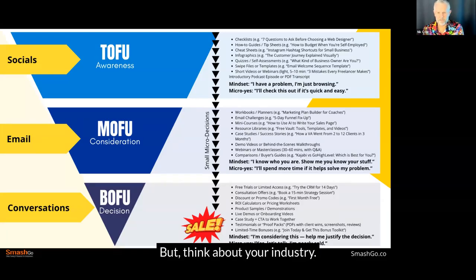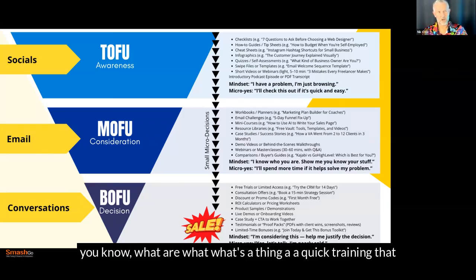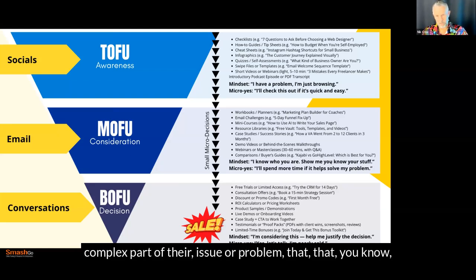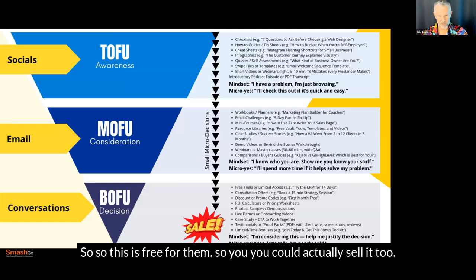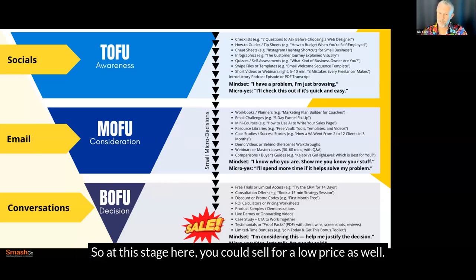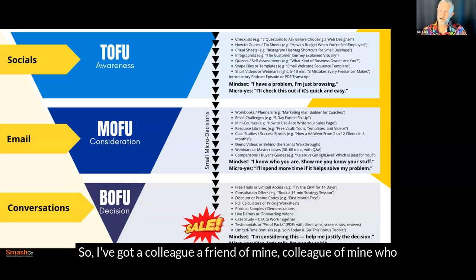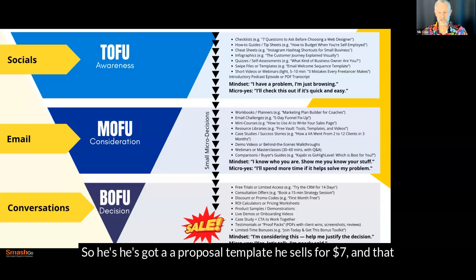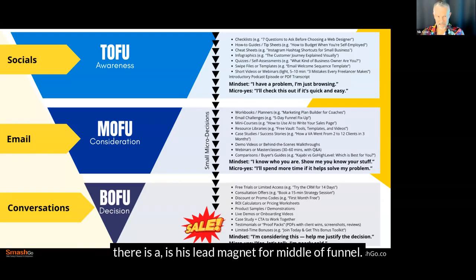But think about your industry. What's a quick training that you can run over 5 days that will help people to solve a more complex part of their issue or problem that would be of value for them? So this is free for them. But you could actually sell it too. At this stage, you could sell for a low price as well. I've got a colleague of mine who sells a template for $7. He's got a proposal template he sells for $7, and that is his lead magnet for middle of funnel.